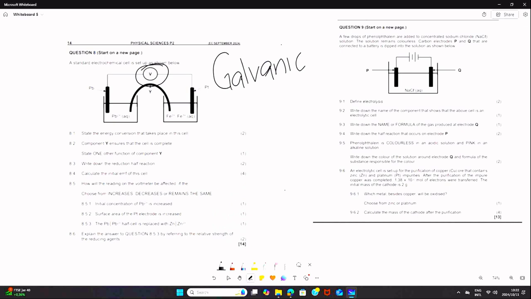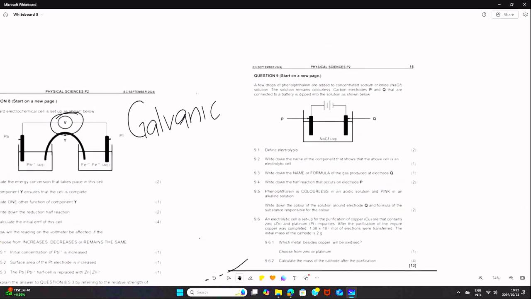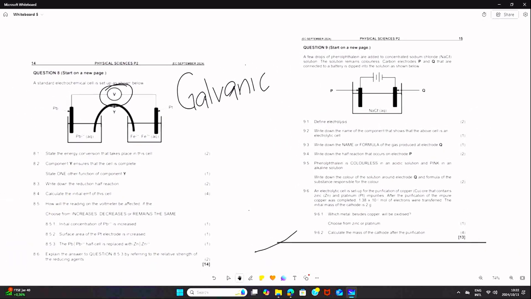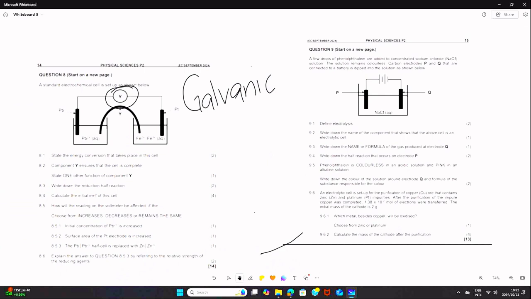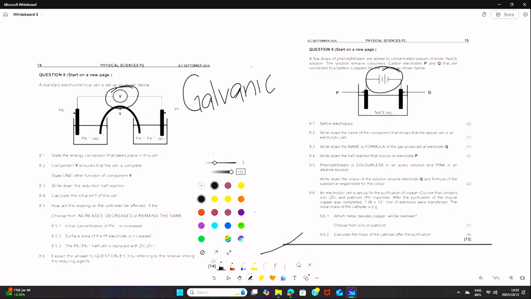Then how do you know which is the electrolytic cell? You look at what your electrodes are connected to. Our electrodes in a galvanic cell are connected to a voltmeter, and our electrodes in an electrolytic cell are connected to a power source, which is the battery. So this is the battery. This tells us that this is an electrolytic cell. We already know what reaction takes place.